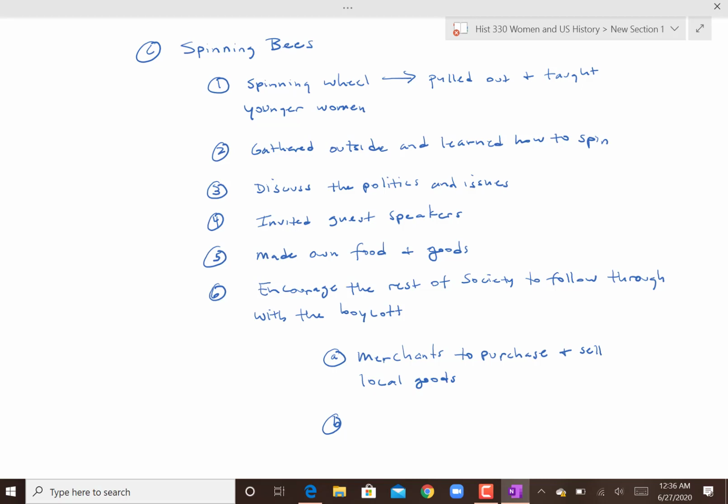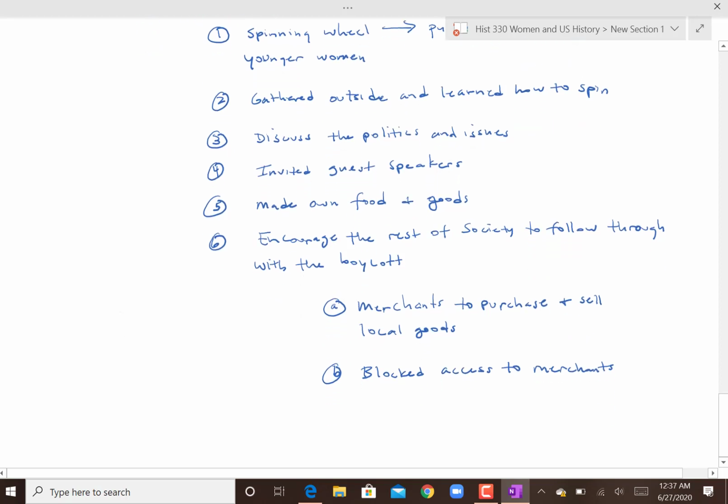The other thing that they did is that they kept the men in line. The men actually started to try to give in to the boycott and start purchasing British goods, whereas the women never did. And so they actually did a couple of things. They blocked access to merchants who tried to bypass the boycott.